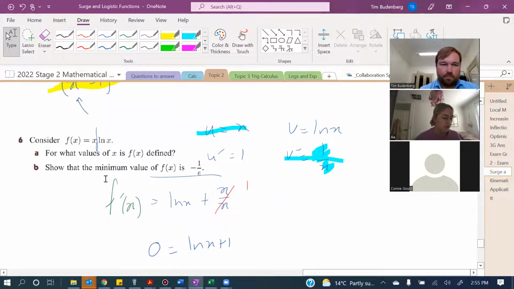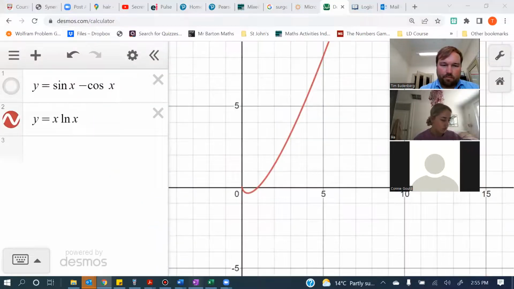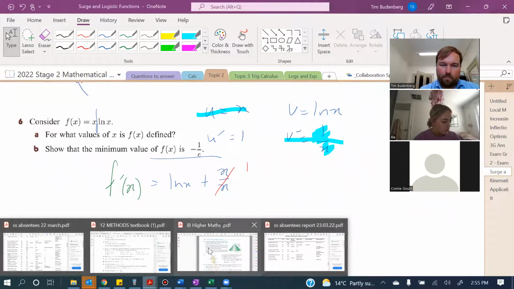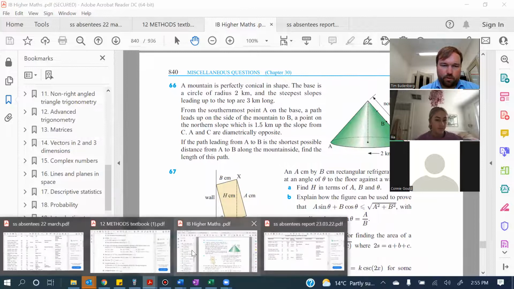And the other one from 3C is 7A as well. Wrong book.